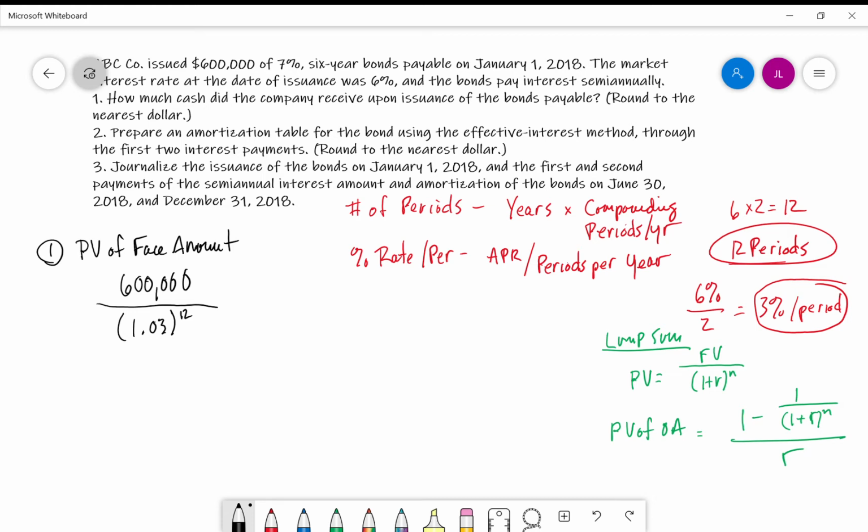So the present value of the face value, or face amount, or maturity value, whatever you want to call it, of this bond, if we calculate this out, and this says round to the nearest dollar, is $420,828. This is the present value of that $600,000 that is the face value of the bond. Now the second part of this again is the present value of the interest payments. So we have to have the present value of interest payments.